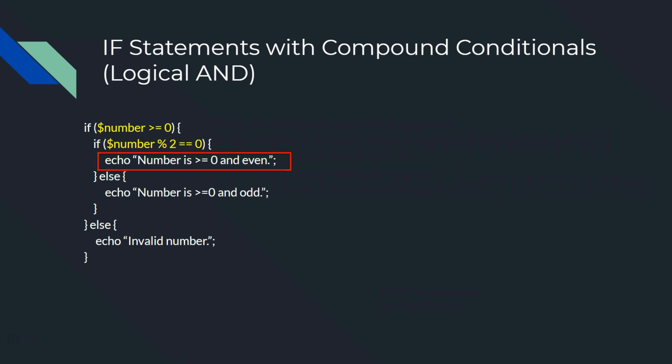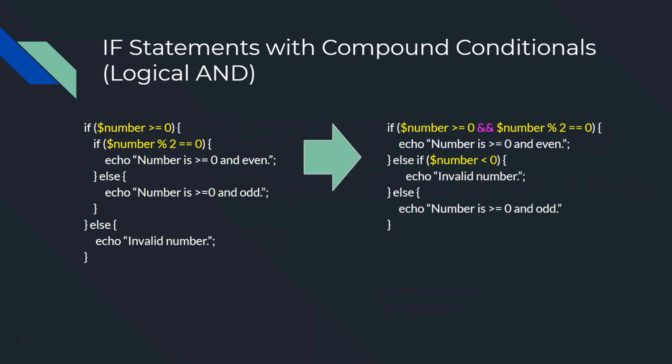Otherwise, it's greater than 0, but it's odd. If it's not greater than or equal to 0, then we echo the statement it's an invalid number. In other words, negative numbers are not allowed. If you were to rewrite that using the logical AND, you would combine those two conditions into a single compound condition like you see here.